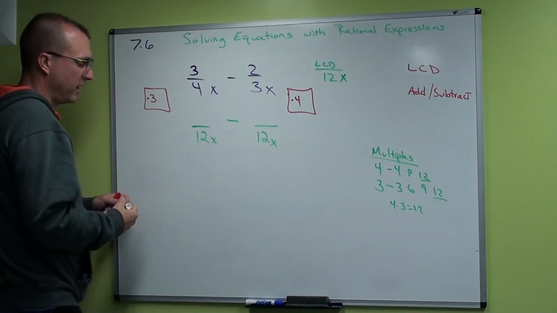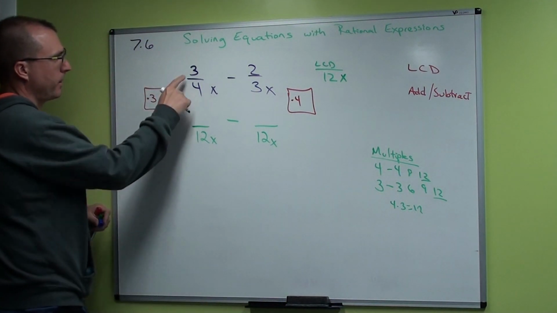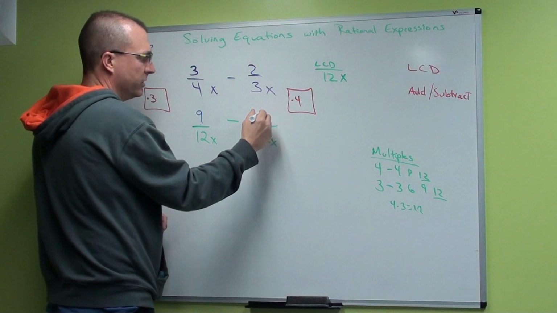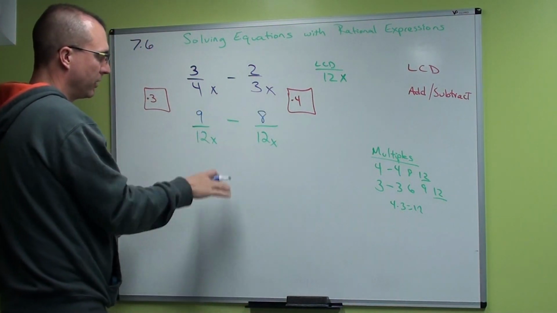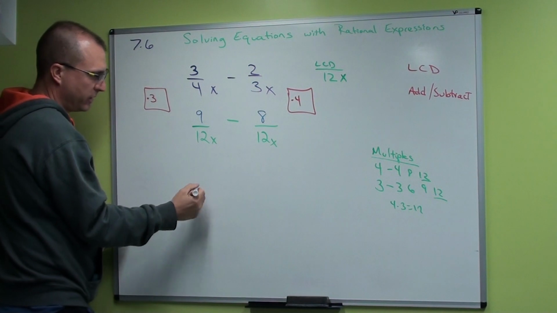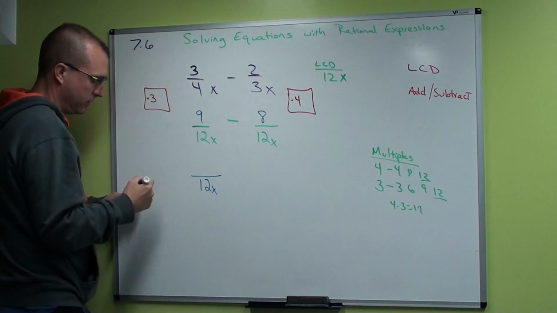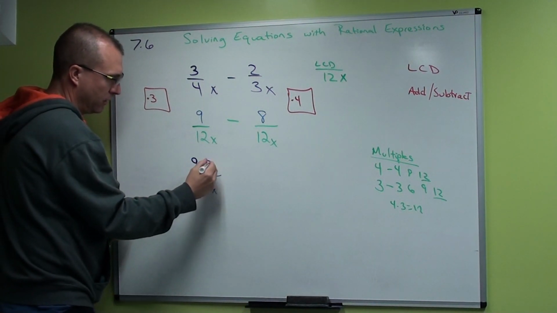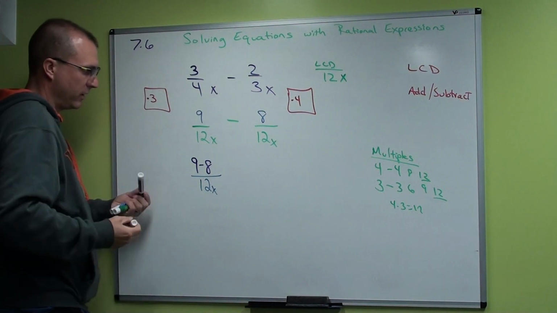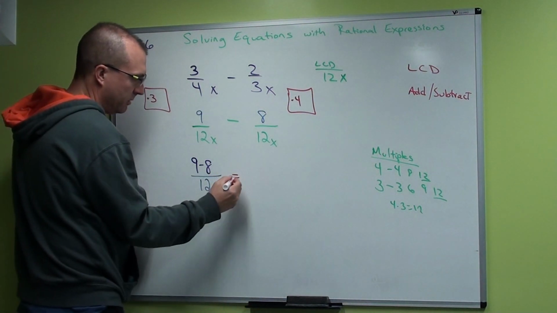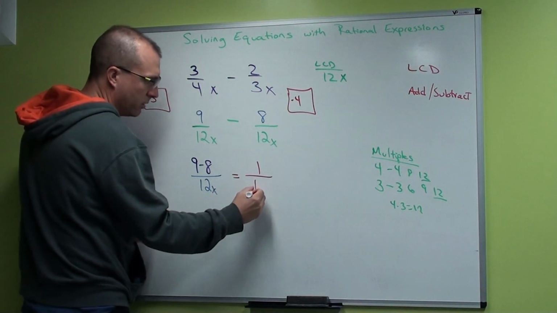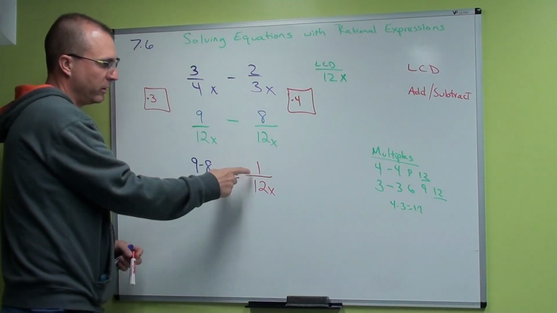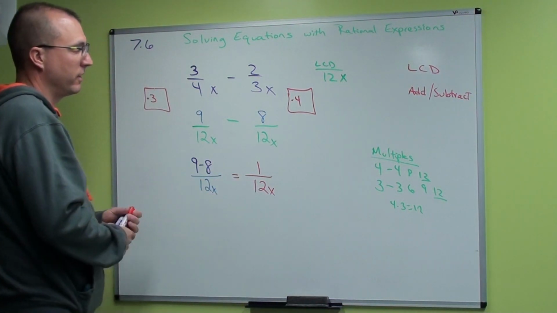Now we multiply our numerators. 3 times 3 is 9. 2 times 4 is 8. We bring our problem down. We write it over our denominator, 12x, and we're going to write 9 minus 8. 9 minus 8 is equal to 1 over 12x. There's no simplifying because the 1 is in the numerator. That can't go any lower, and you're finished for that problem.